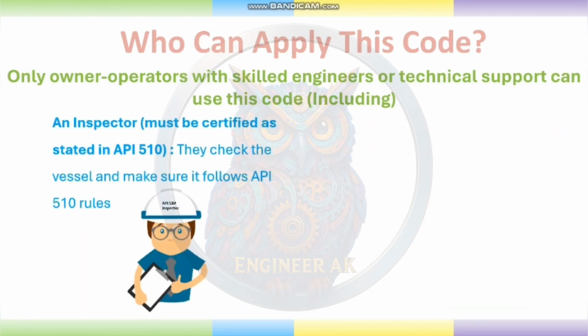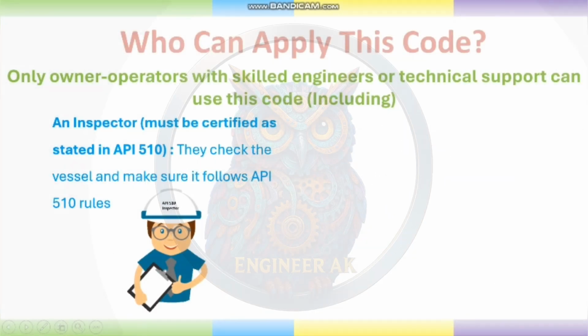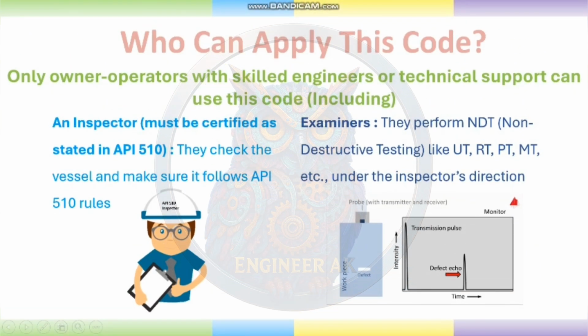The fifth one is the API inspector, who must be certified, and the inspector will check that the vessel is safe, or whether it is following the API 510 rules or not. And the last one is the examiner. Basically, who is the examiner?